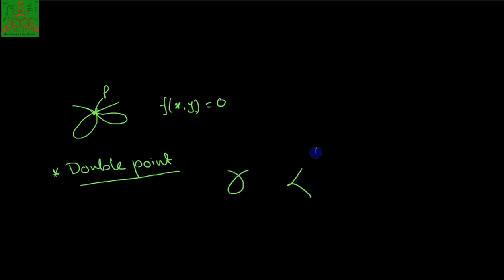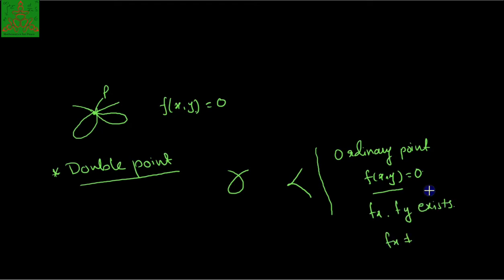There is another classification, called the ordinary point. The ordinary points of the curve f of xy equal to 0, where f of xy is a continuous function and fx and fy exist, are all those points where fx is not equal to 0 and fy is not equal to 0. All those points are called ordinary points.